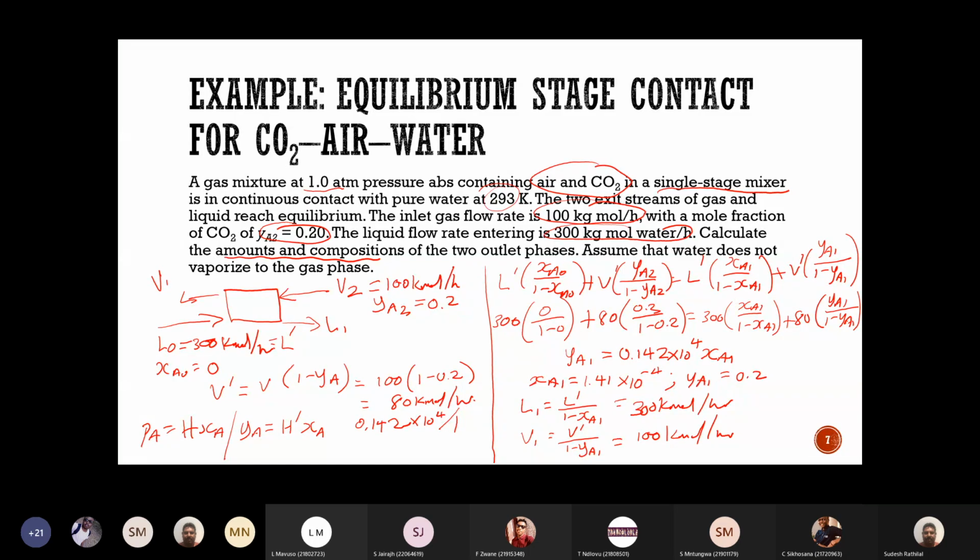Now, if we look at the question, we see that coming in, you had 300 kilomoles per hour. Coming out, you also got 300 kilomoles per hour. On the top, 100 kilomoles per hour coming in, and coming out, you also got 100 kilomoles per hour. What does that tell us? It tells us that the concentration of CO2 is very, very small.